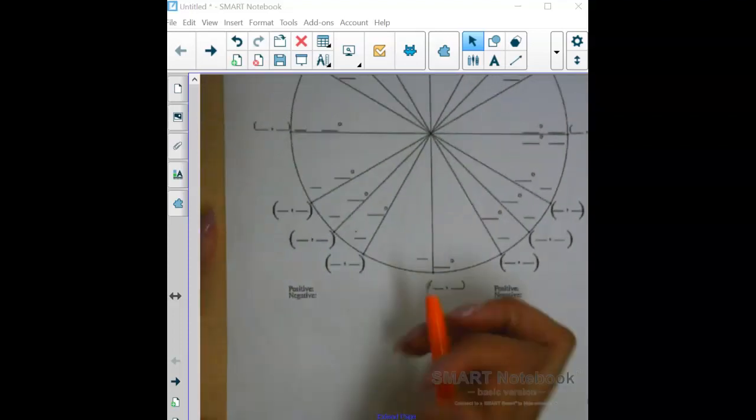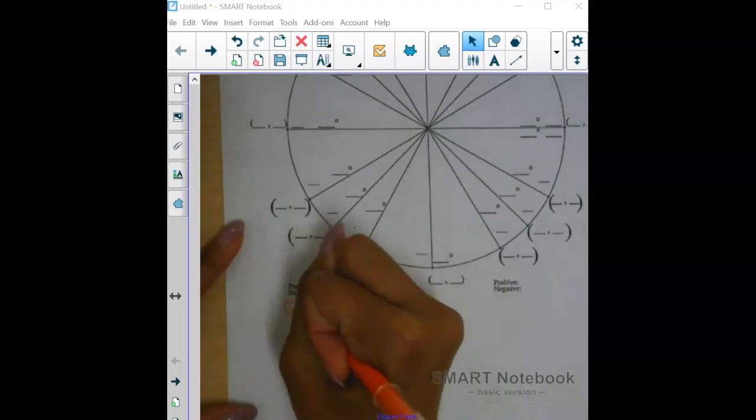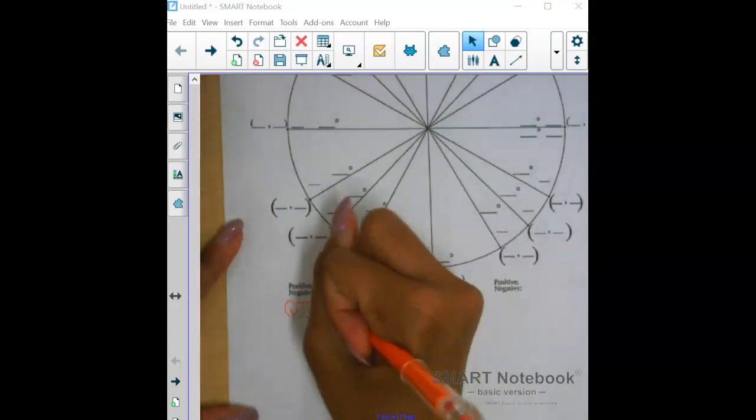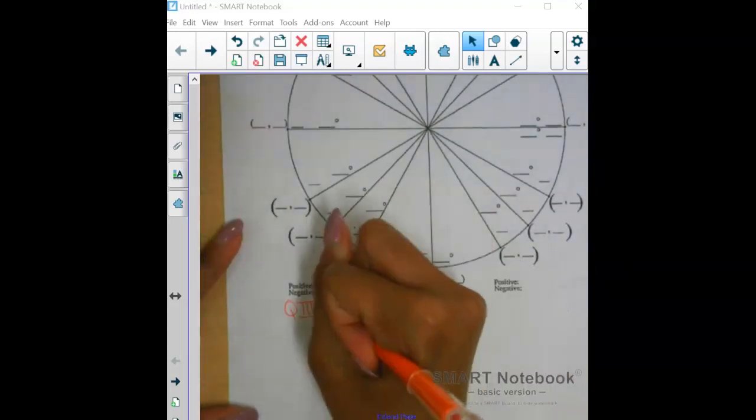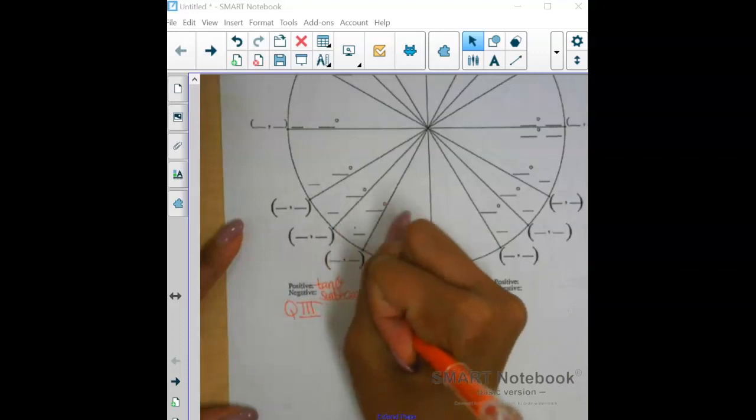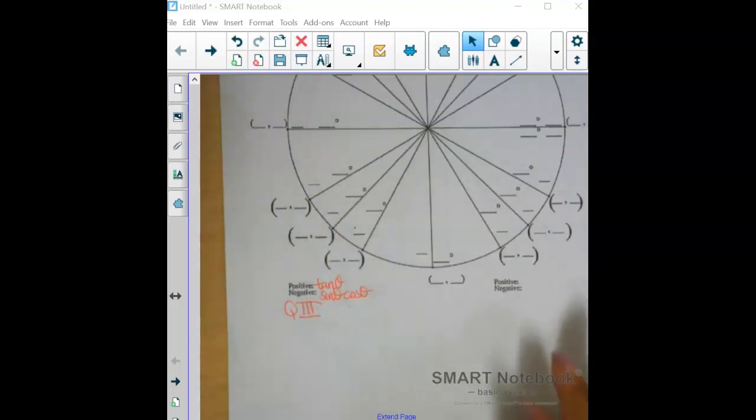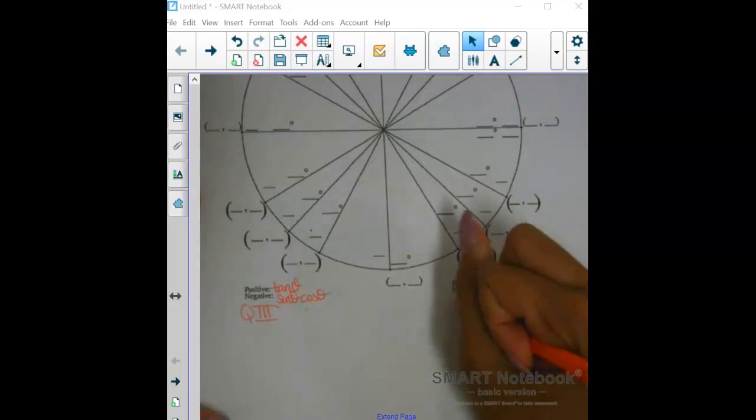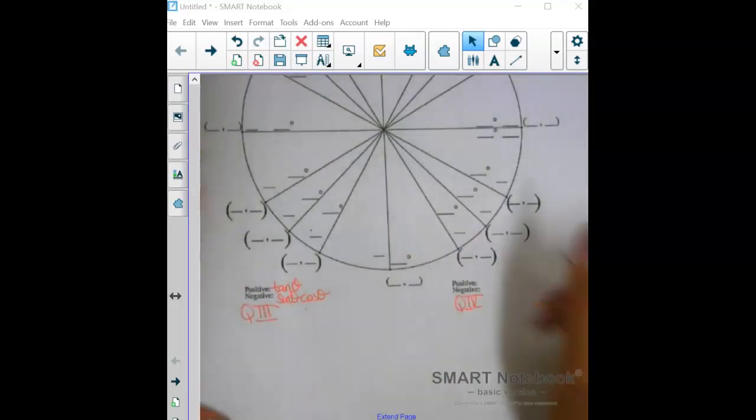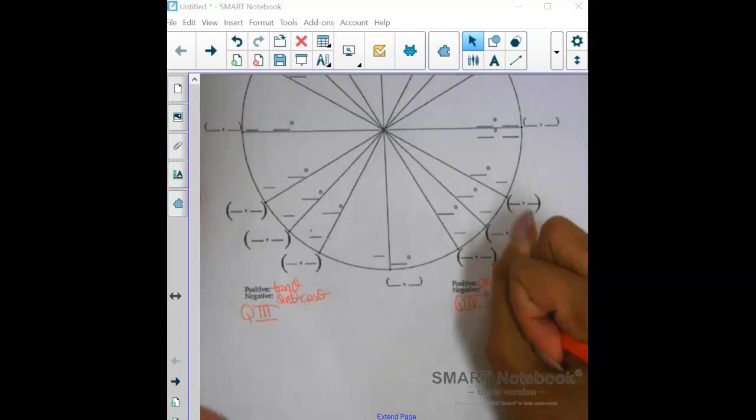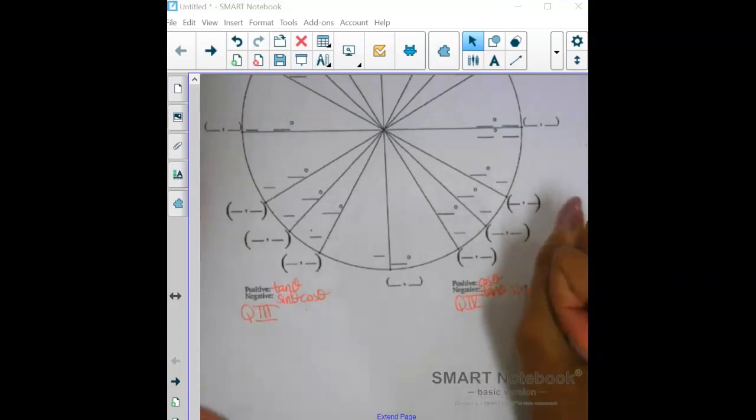Down here, in this bottom quadrant, this is quadrant 3. In this quadrant, you have tangent, that's positive. Meanwhile, sine and cosine are both negative. And then in the last quadrant, we have quadrant 4. In quadrant 4, cosine of theta is positive, and tangent and sine are both negative.